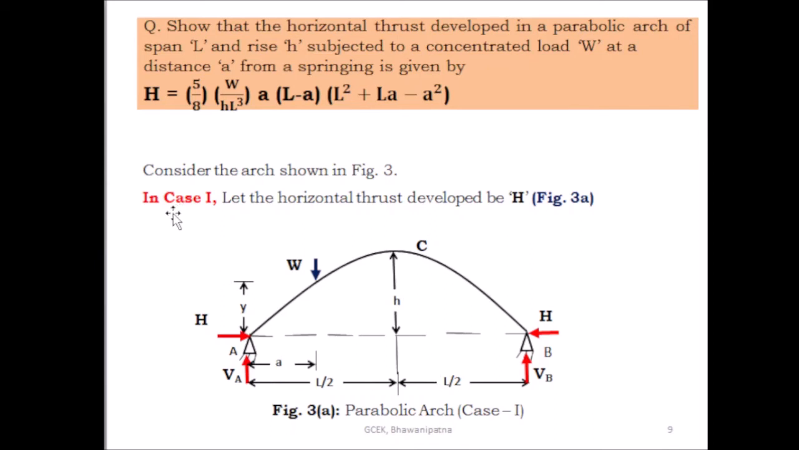So here you have to take 3 cases. In the first case, you take the load that is given and the position of the load that is given. Due to that position, whatever horizontal thrust is developed at both ends, you take as H. In the question, the concentrated load W is present at a distance A from the support A. So due to this load, the horizontal thrust developed you take as H. So in case 1, let the horizontal thrust developed be H due to this loading. This is case 1.